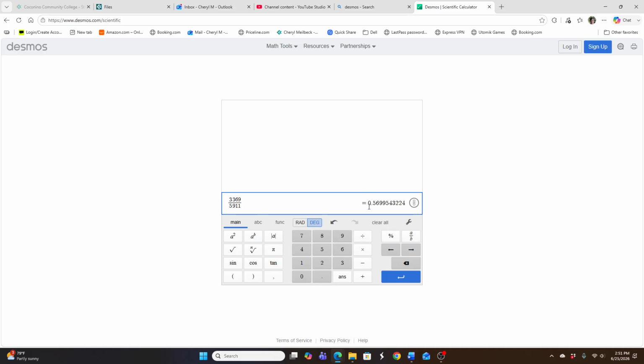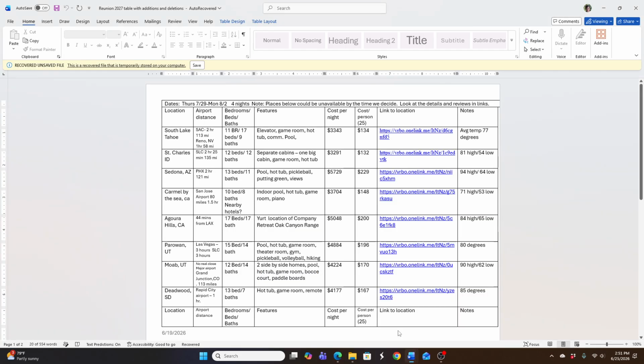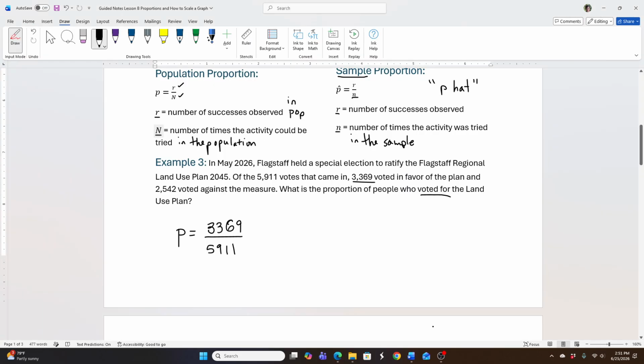Gives us 0.56995. We'd probably round that to 0.57 if we wanted to write it as a decimal. If we push this fraction button, it'll reduce it, but in this case, once again, this fraction does not reduce. So pushing that will give us the decimal back. We can leave it as the fraction or write it as 0.57.